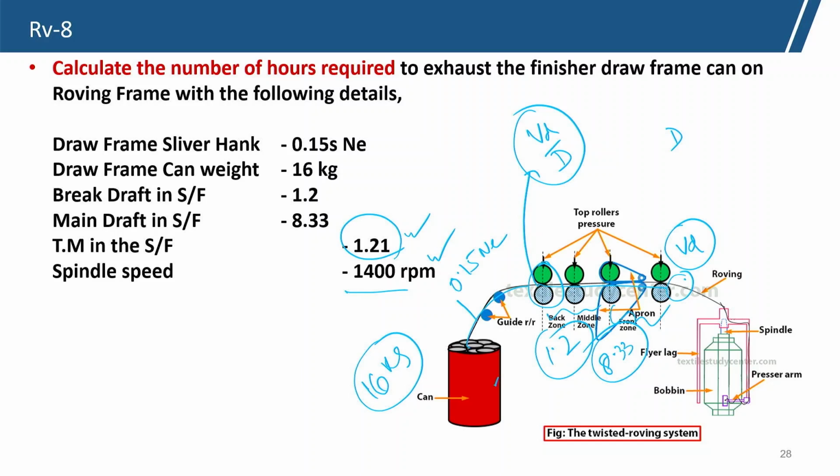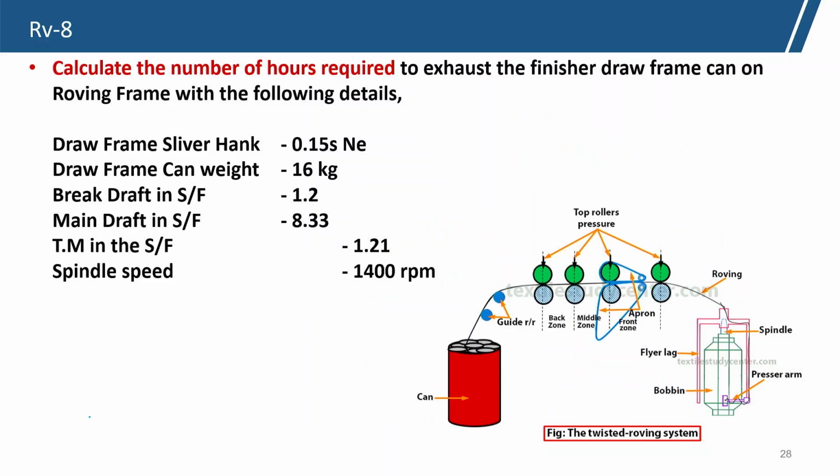Otherwise, what we can do, we can just try to calculate the production, how much time will it take per spindle to produce 16 kg. So, in that way also we can do. Now, let us see the numerical here.